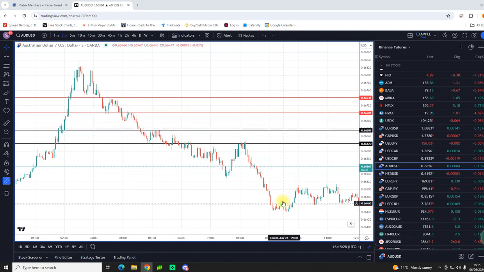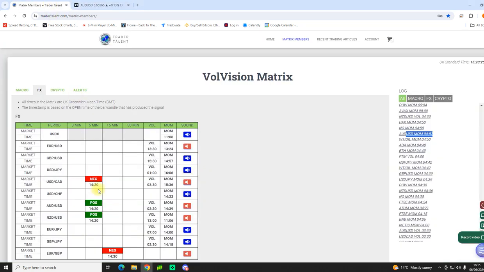I am sell short only. There's no picking bottoms anywhere, ever. It's that straightforward. Now let's have a quick look at Sterling Yen. That came in 2:30 this morning.